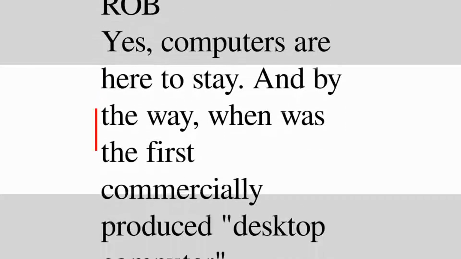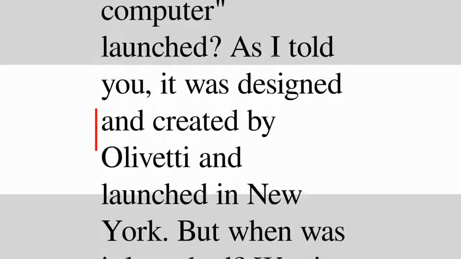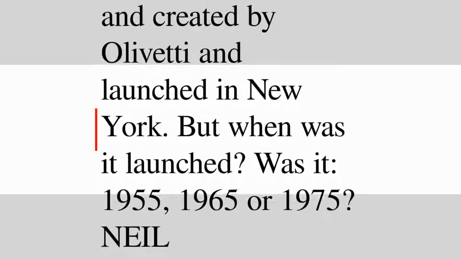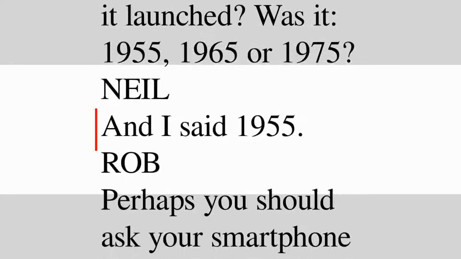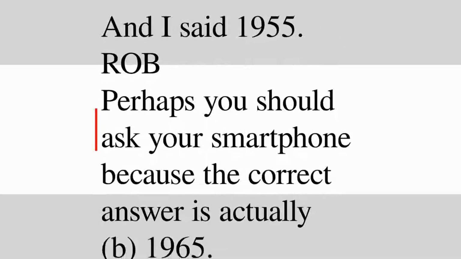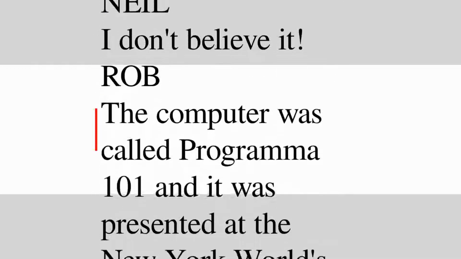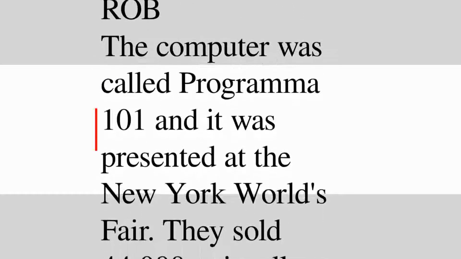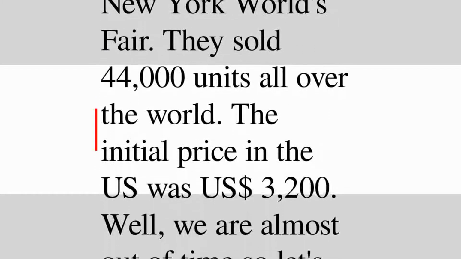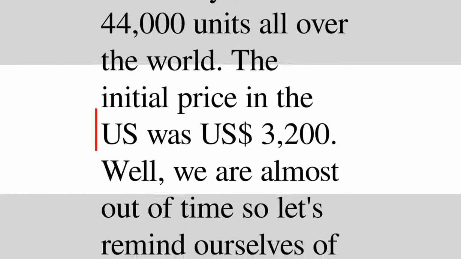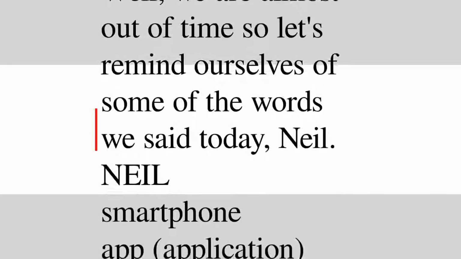Yes, computers are here to stay. And by the way, when was the first commercially produced desktop computer launched? As I told you, it was designed and created by Olivetti and launched in New York. But when was it launched? Was it 1955, 1965 or 1975? And I said 1955. Perhaps you should ask your smartphone because the correct answer is actually B, 1965. I don't believe it. The computer was called Programmer 101 and it was presented at the New York World's Fair. They sold 44,000 units all over the world. The initial price in the US was $3,200.